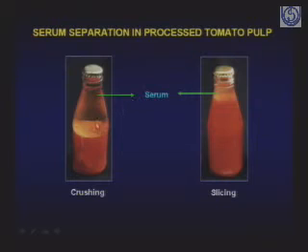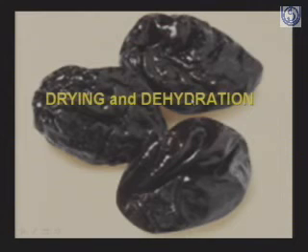This is a common defect in tomato products. You see a serum separation. If you use a cold break method of processing, if you crush the fruits and don't heat them properly, this happens. There is a separation of serum. But immediately after crushing, if you give a proper heat treatment, then this serum will not separate. So this is a common defect in tomato products.